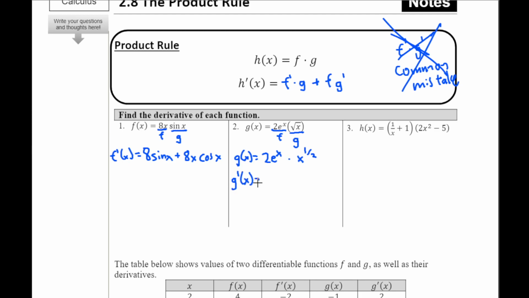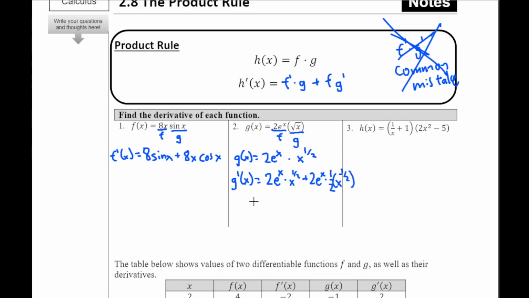g prime of x is equal to, take the derivative of the first. The derivative of e to the x is just e to the x. Leave the x to the 1/2 by itself there. Plus, leave the 2e to the x, multiplied by the derivative of x to the 1/2. So that's, bring the 1/2 down, x to the negative 1/2 power.